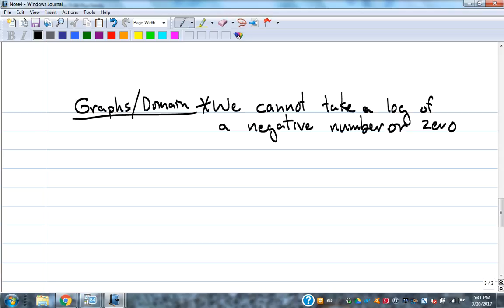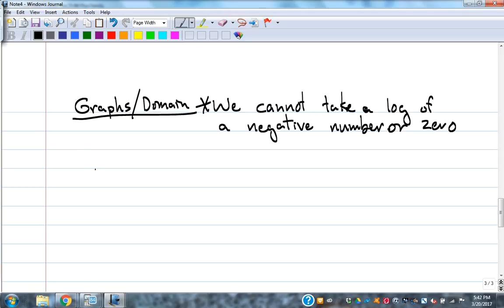Well, 2 to the 0 power is 1. But 2 to the negative 1 power would be 1/2. So no matter what I do, I can't turn that answer negative. And I can't turn it into a 0. Whatever number the base is, I can't turn it into a 0, and I can't turn it into a negative number. So when I'm looking at logarithmic functions, the inputs have to be positive only. Can't be 0, can't be negative.